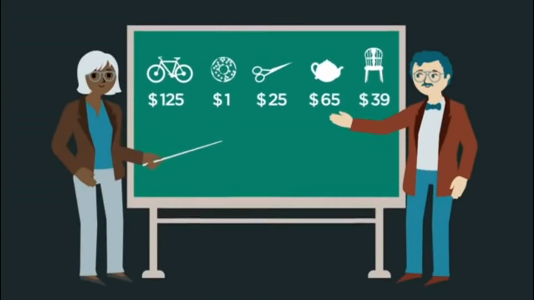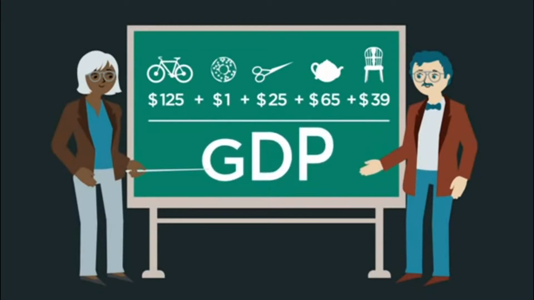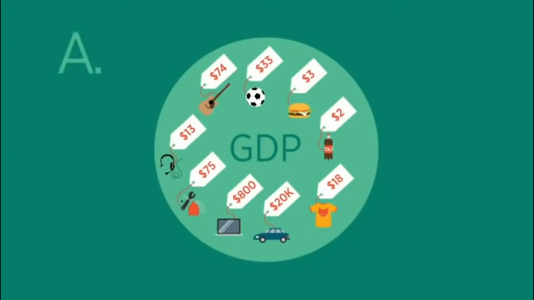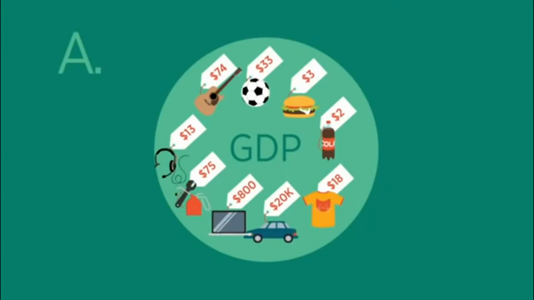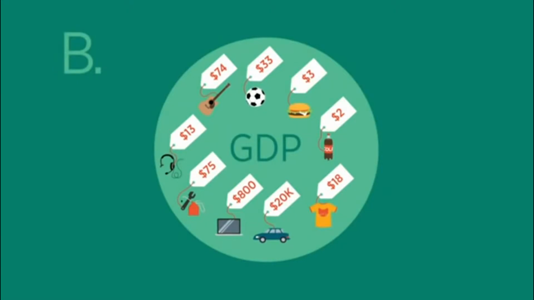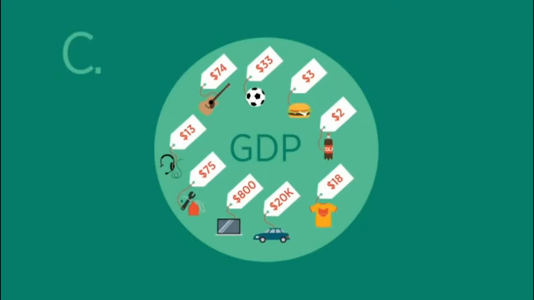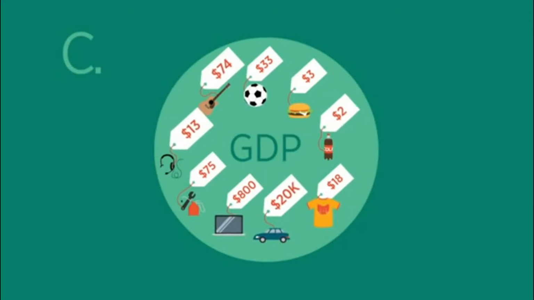Economists use actual market prices to calculate the value of GDP. And as you know, prices are constantly changing, and those changing prices can make it difficult to understand a change in GDP. For example, an increase in GDP could mean any of the following. A, the country has produced more goods and services. B, the country has produced the same amount of goods and services, but the prices of those goods and services have increased. Or C, the country has some combination of more goods and services produced and higher prices.